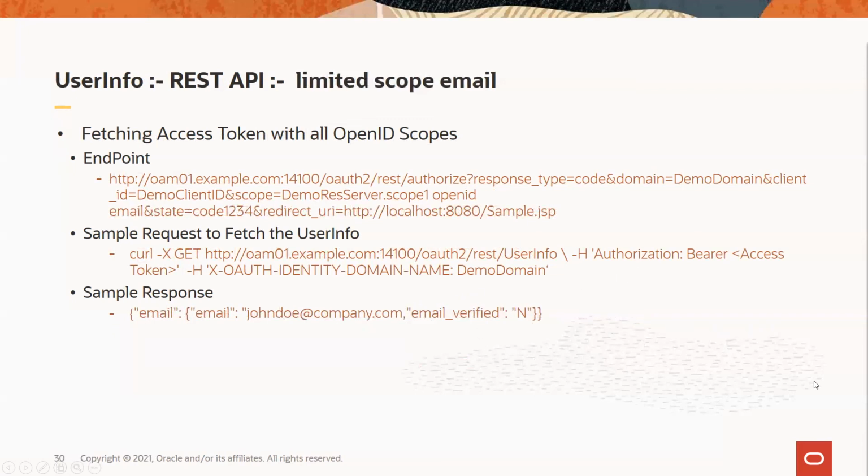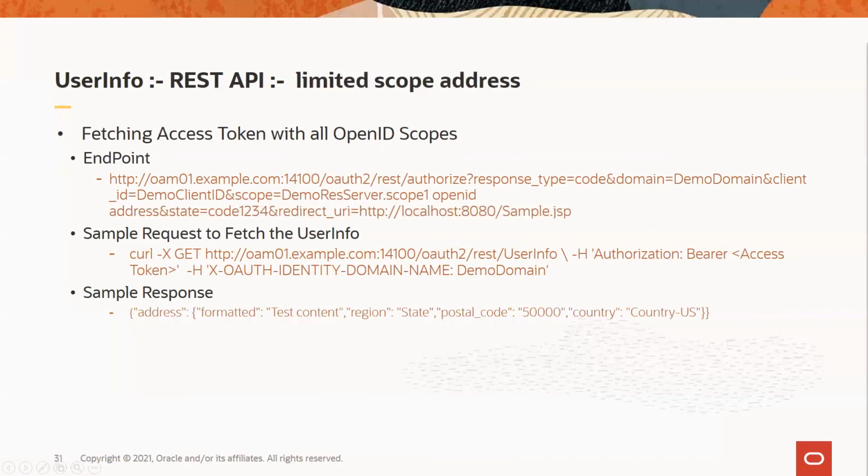A similar example, if you see here, you are only getting the address of the user, the scope being requested here using the endpoint, and you see the sample command issued against the user info endpoint, and this is the response you get for the address. So this is an example to illustrate how the various scopes can be retrieved by using this authorization endpoint against the user info using the REST API.